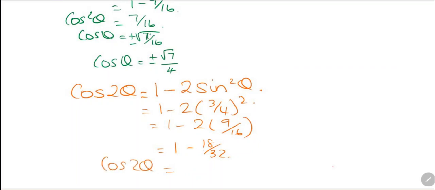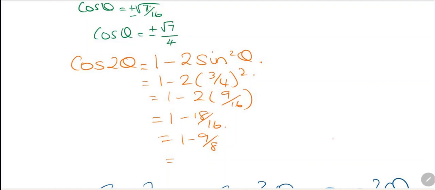And if we work this out, cosine of 2 theta is going to be equal to, correcting this, 1 minus 18 over 32, so that is 9 over 16... 1 minus 9 over 8 would leave us with minus 1/8. And in quadrant 2, it is negative.